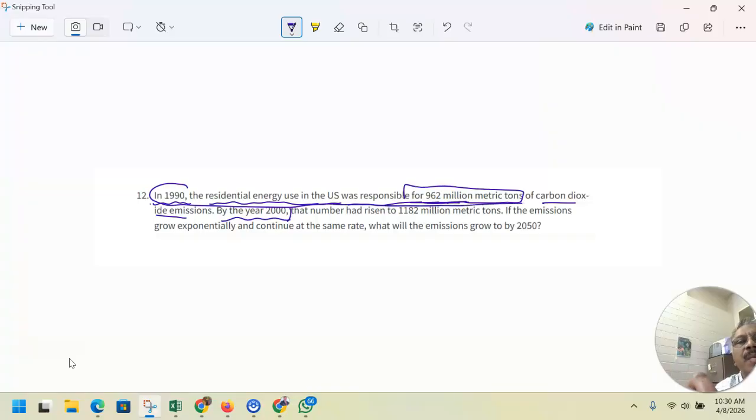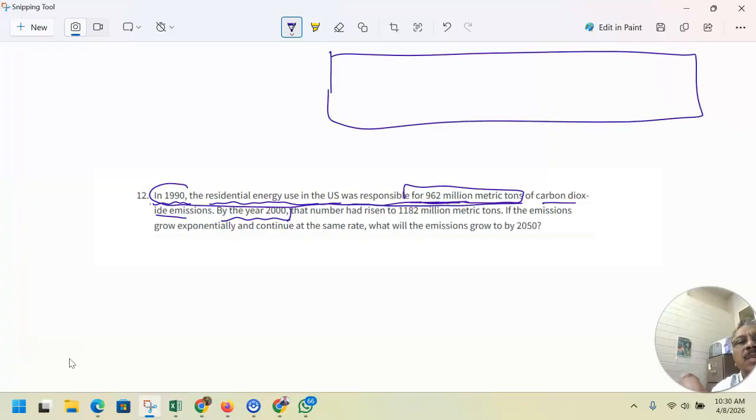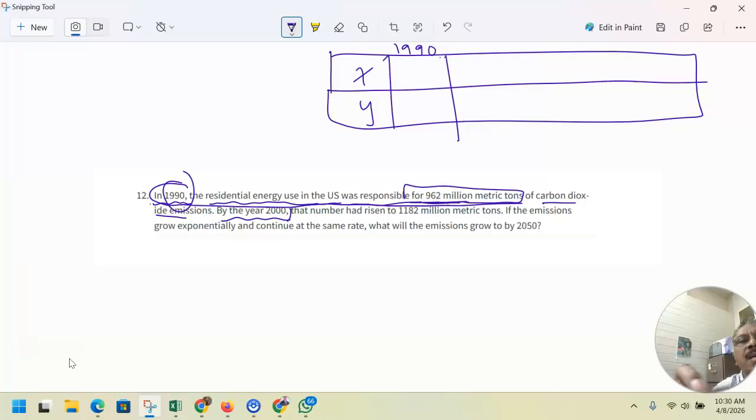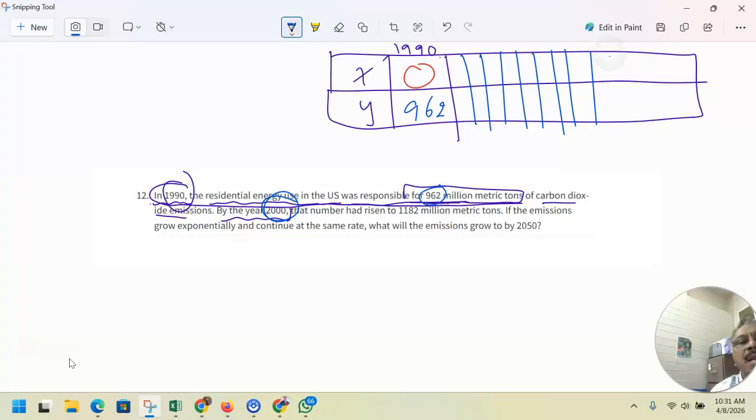What does this piece mean if we make a table here? I can use X and Y. X is how many years? The year 1990 is like year 0, that's where it starts. The carbon dioxide emission was 962. Then in the year 2000, that means 1990, 91, 92, 93, 94, 95, 96, 97, 98, 99 and 2000. The emission is given to you.